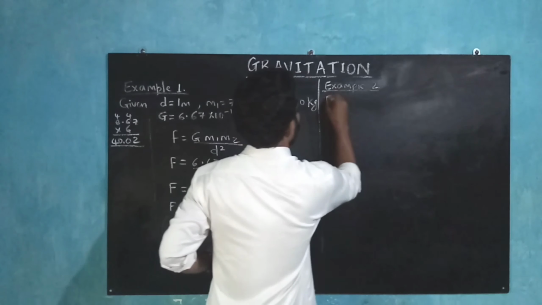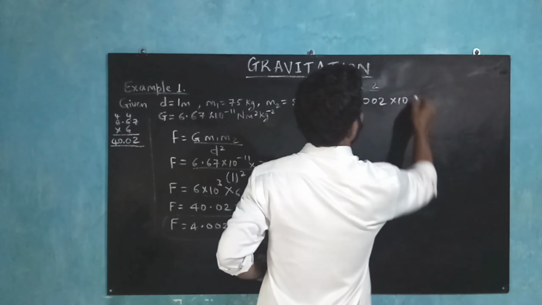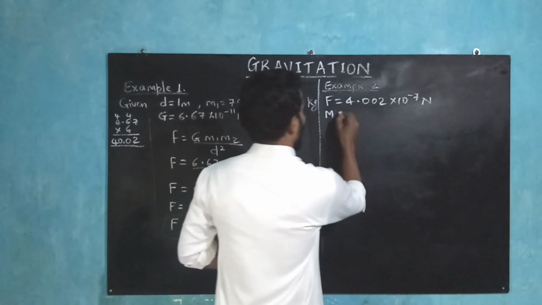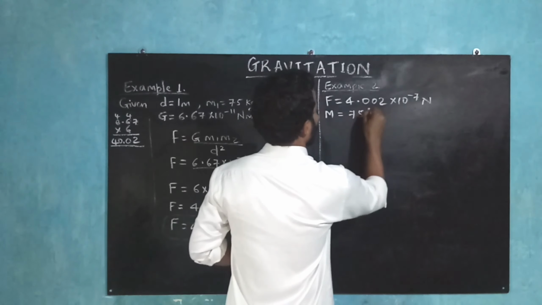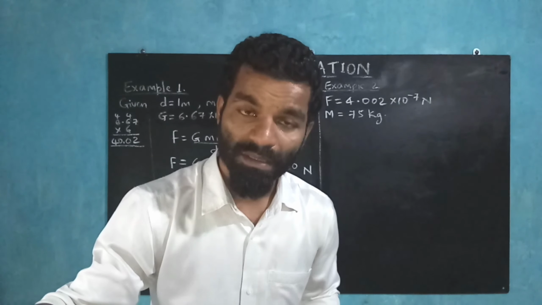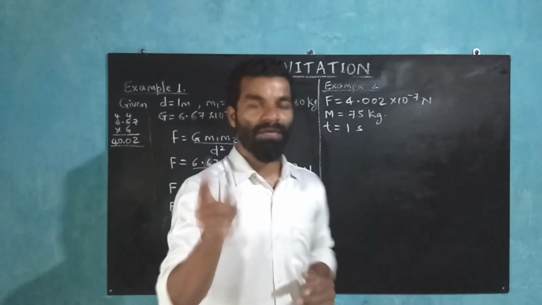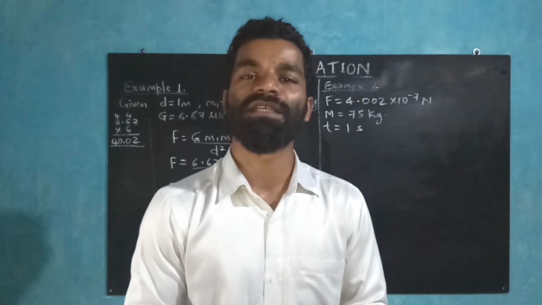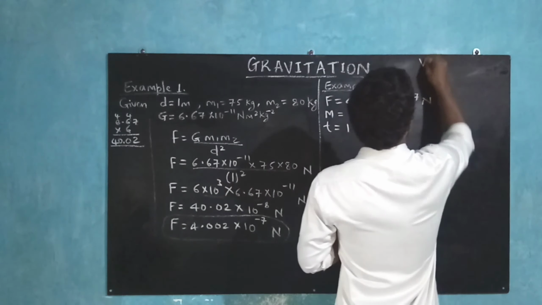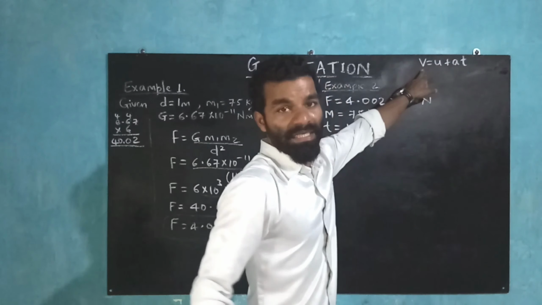So we have that as F equal to 4.002 into 10 raised to minus 7 Newton, and the mass of Mahendra is 75 kg. What are you asked to find? The velocity with which Mahendra will move towards Virat in time equal to 1 second. You had studied Newton's equations of motion in 9th standard. The first equation was v equal to u plus at. So from here you can get the velocity.